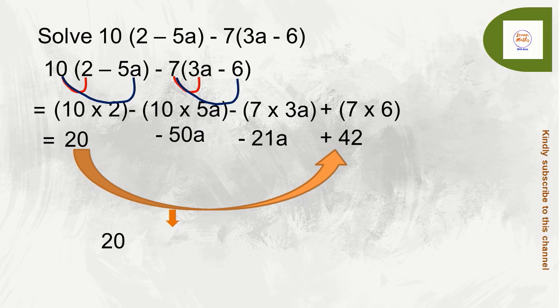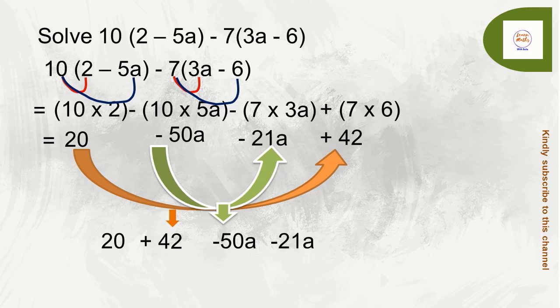Let's bring them together, to have 20 plus 42 minus 50a minus 21a. So here we have 62 minus 71a. So it's as simple as that.